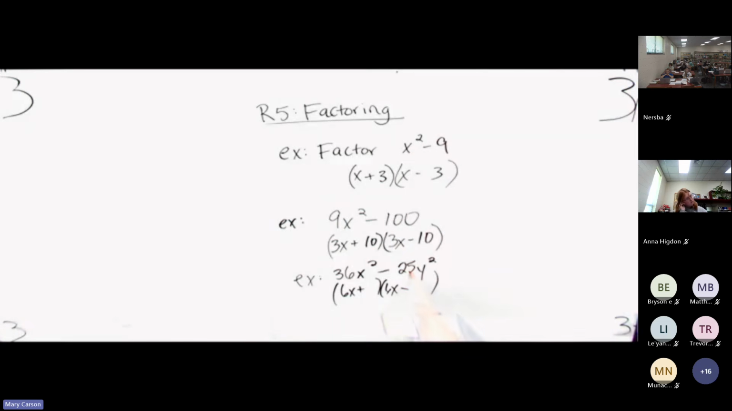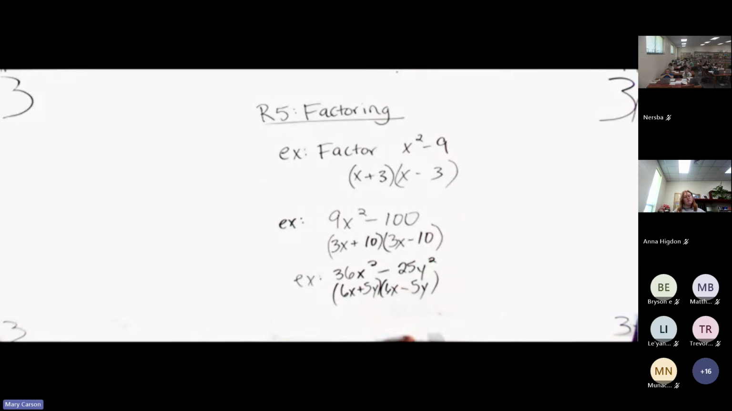The 25 is a perfect square. It breaks up into 5 and 5. And then you have a y squared here, and y squared is also a perfect square. That breaks up into a y and a y. So we end up with 6x plus 5y times 6x minus 5y. Questions on factoring the difference of squares? Question. These are ones you're just going to have to kind of know, memorize, right?